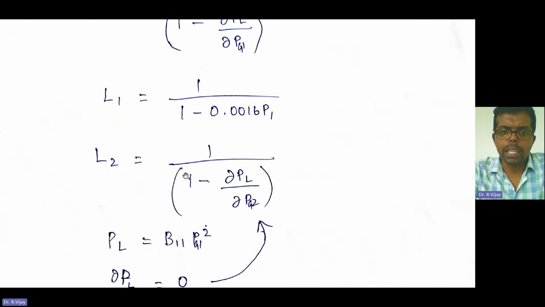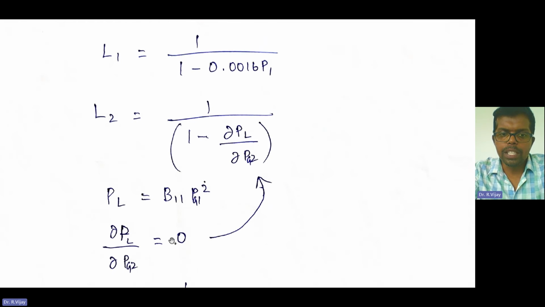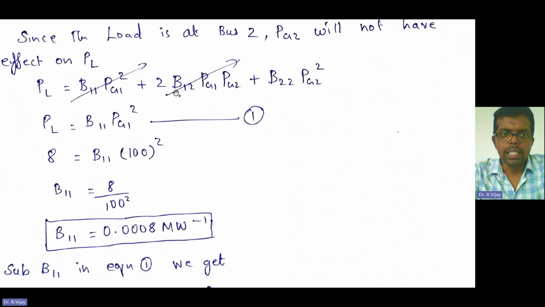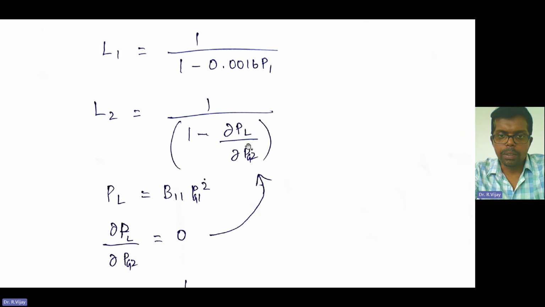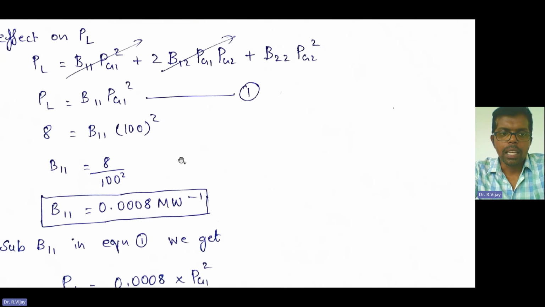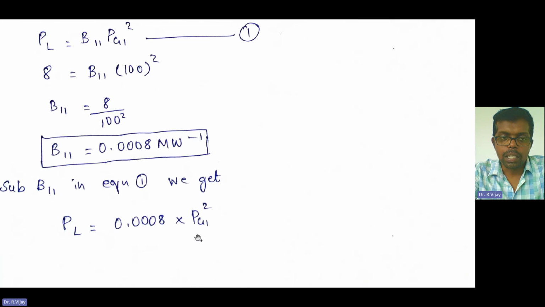Next, L2 is equal to 1 divided by 1 minus dou PL divided by dou PG2. So dou PL divided by dou PG2 is equal to 0, because in the loss equation there is no PG2. PL is equal to 0.0008 into PG1 square, and in this equation there is no PG2, so that will become 0. PG1 is there, which you need to substitute.